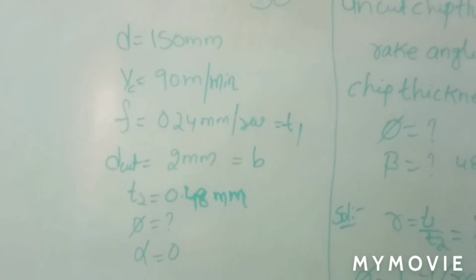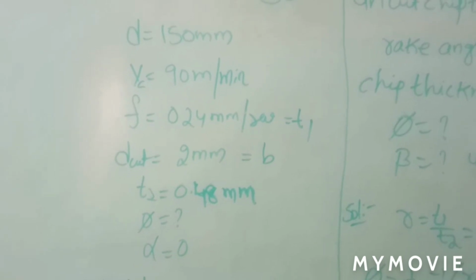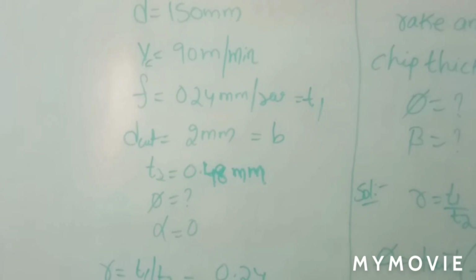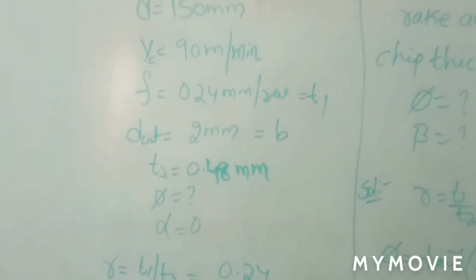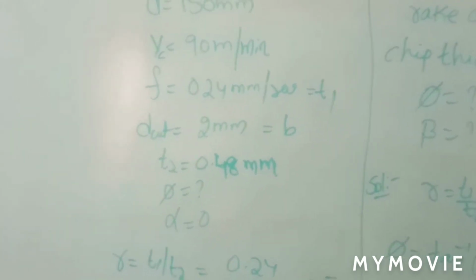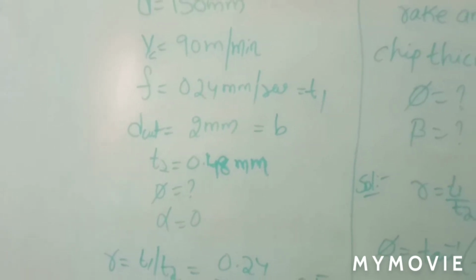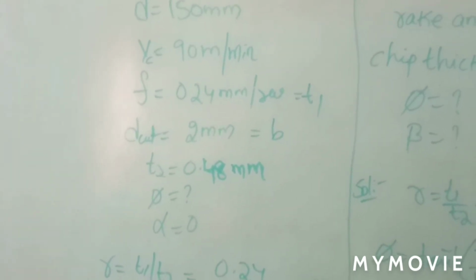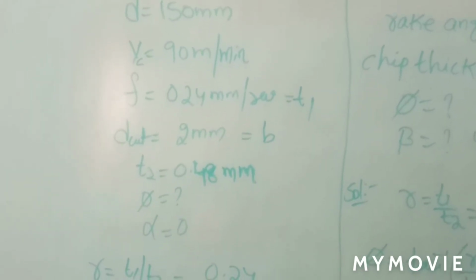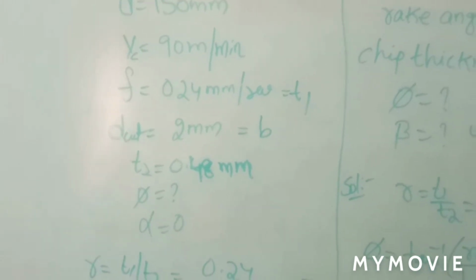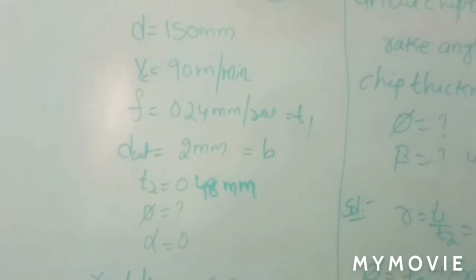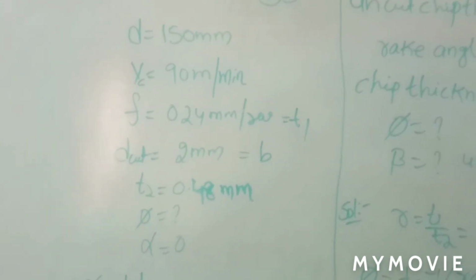Okay, right. So in this case the diameter is given, d equal to 150 mm, the velocity is 90 meters per minute, and the feed rate is 0.24 mm per revolution. Here the feed rate is very important, because sometimes the feed rate is mentioned as uncut chip thickness. Here T1 is the uncut chip thickness and T2 is the chip thickness. Generally we have the formula r equal to T1 by T2.